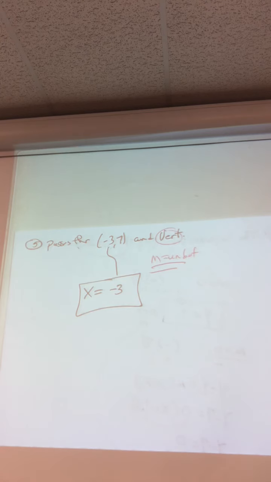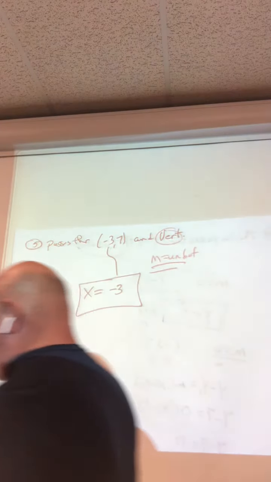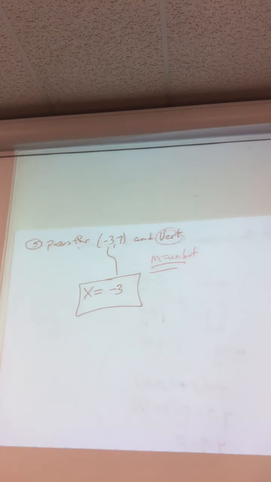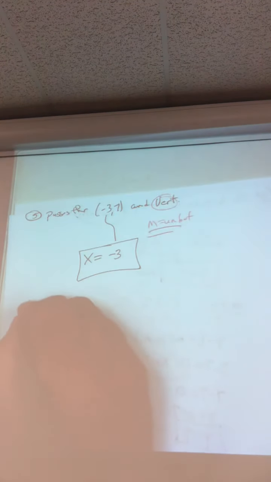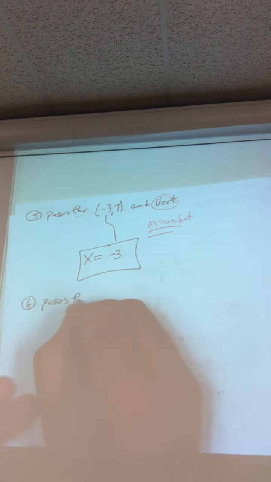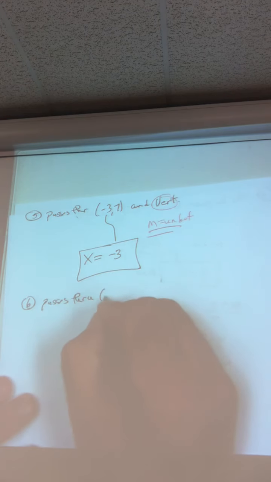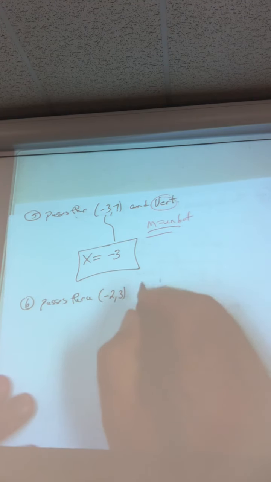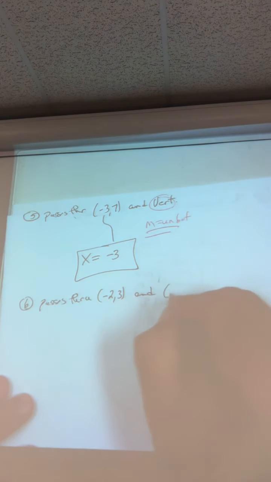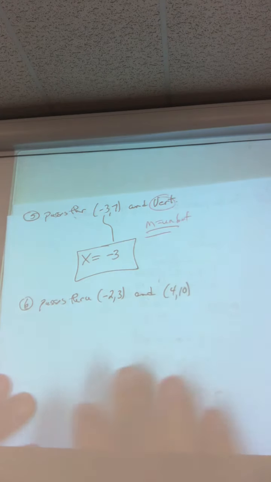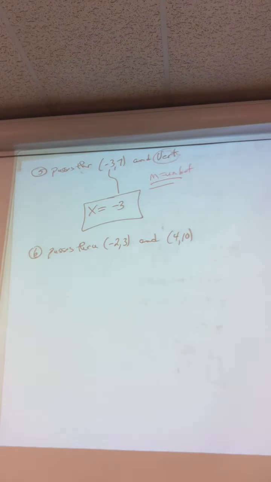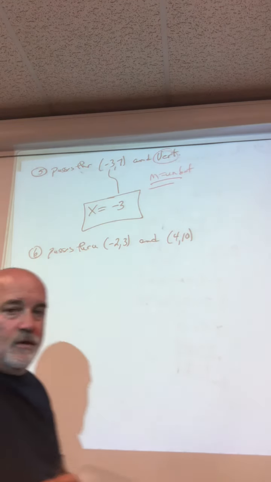Okay, let's do one more example to close out this section. Okay, so let's suppose the line passes through the point -2, 3, and 4, 10. All right, this one's a little different. So let's talk through it.